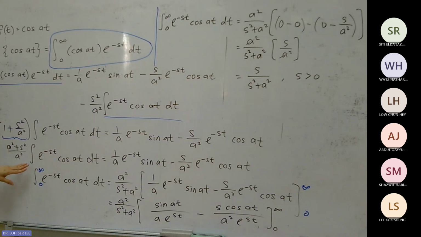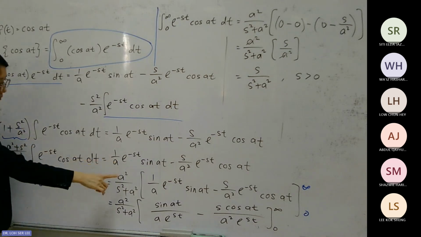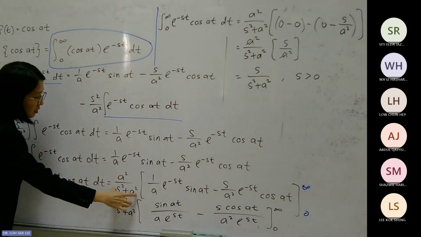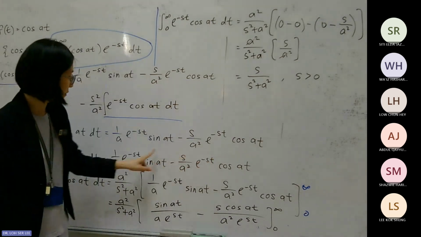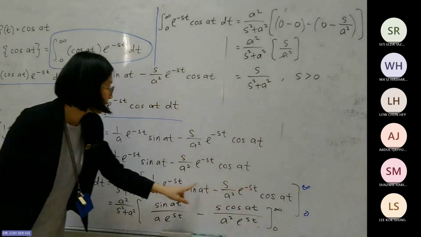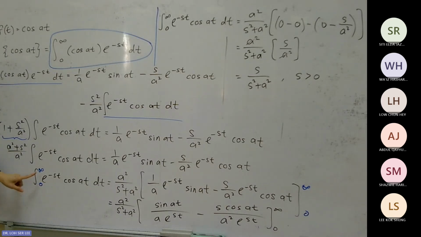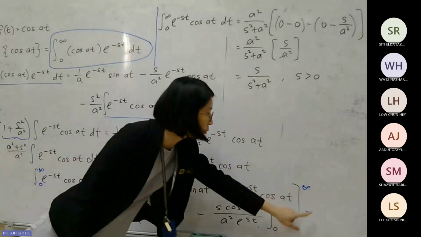And next, what we want is this part, so we move this to the right. That means you have a squared over this function on the right, for this whole function inside the bracket. What we want is 0 up to infinity. So if this is 0 up to infinity, that means here also 0 up to infinity.